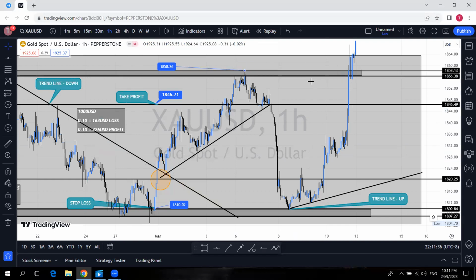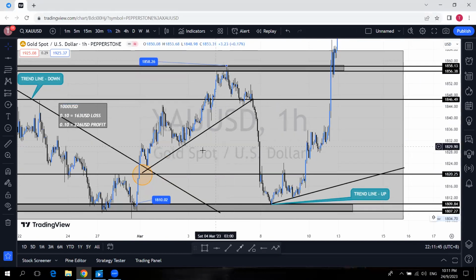Okay, this buy entry, I'm just going to remove it to not confuse you guys. Stop loss, I'm just going to remove. Okay, so now we have taken our long position, and while that position is going on, we have discovered that there is an uptrend or a trend line going up.